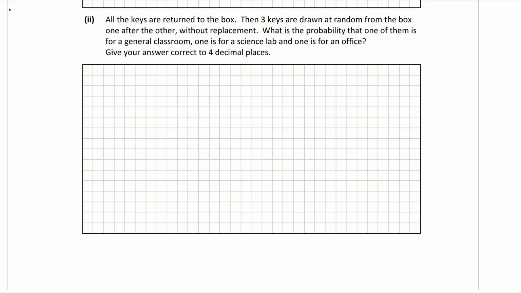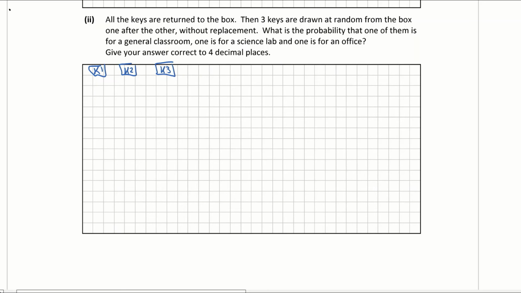All the keys return to the box. Then 3 keys are drawn at random from the box, one after the other, without replacement. What is the probability that one of them is for a general classroom, one is for the science lab, and one for the office? Okay, so we're picking out 3 keys here, aren't we? Key 1, key 2, and I'm also taking out key number 3. So I'm taking 3 keys.